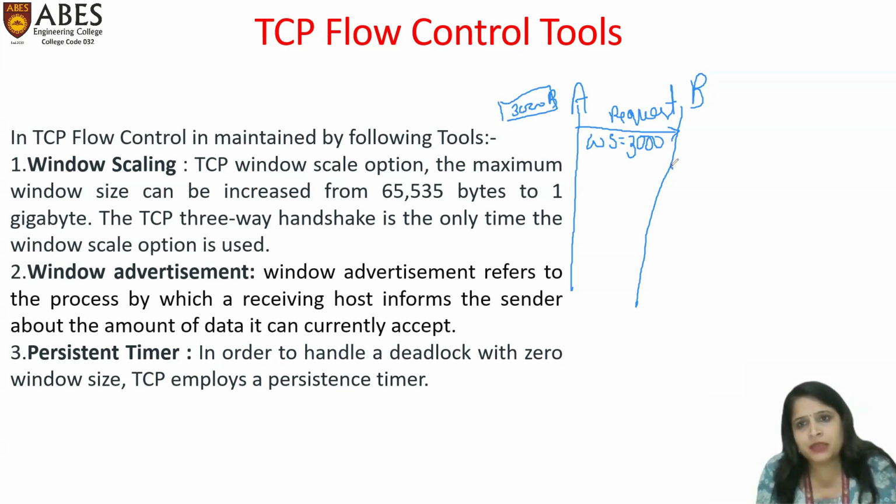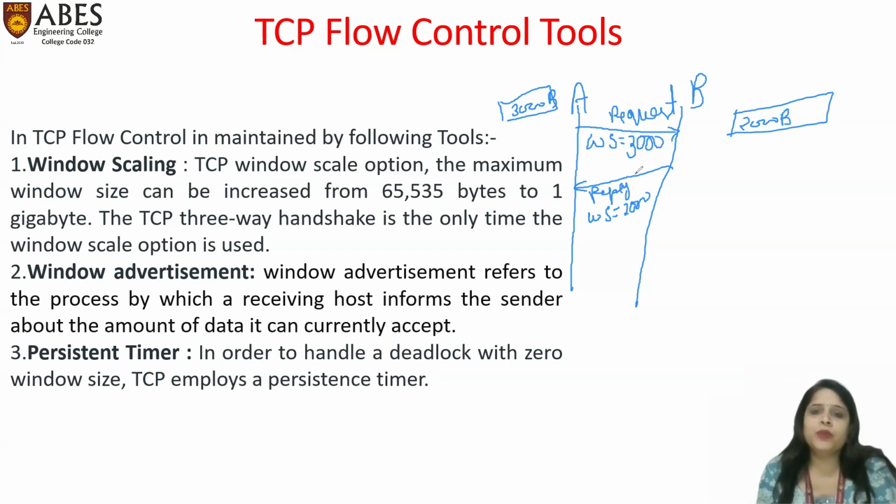At the same time, the server also replies to the client request message, and with this reply message, the server also sends its window size. For example, it will be 2000 bytes. So the receiver window size is 2000 bytes. What happened at this moment: the client window size is 3000 bytes, so the client can store at max 3000 bytes of information. The receiver window size is 2000 bytes, that is, the server can store at max 2000 bytes of data. After that, what happened?